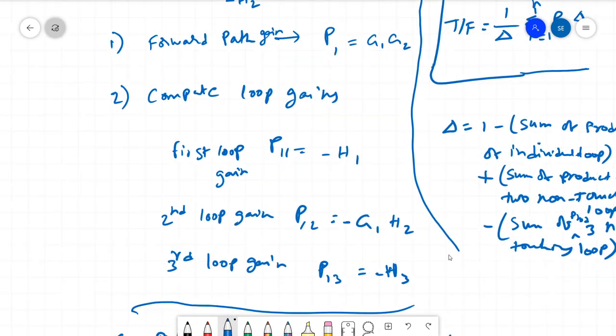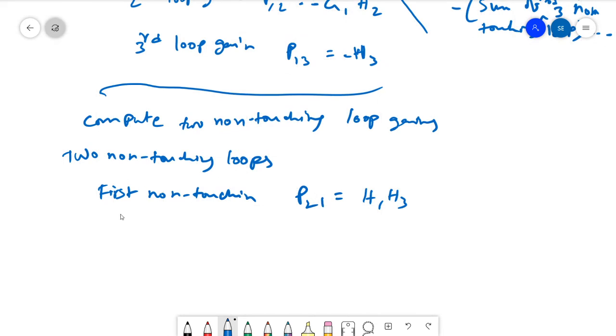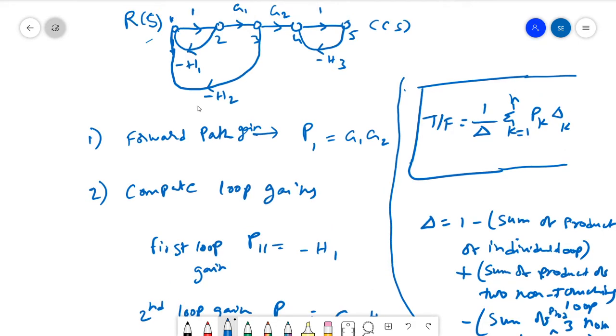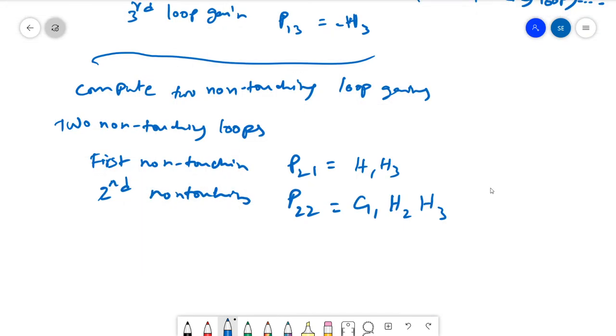Now the second non-touching loop gain, I'll mention it as P22, that is equal to G1 H2 H3, isn't it? See here, this is one loop, G1 minus H2, and here minus H3. So minus into minus is plus, G1 H2 H3, a product of two loops, P22. Now we have calculated the two non-touching loops.